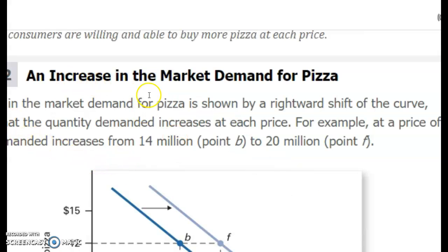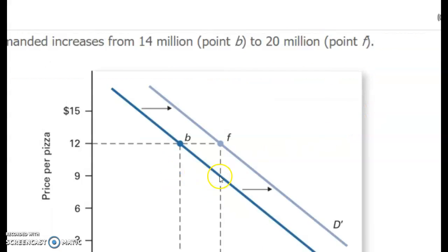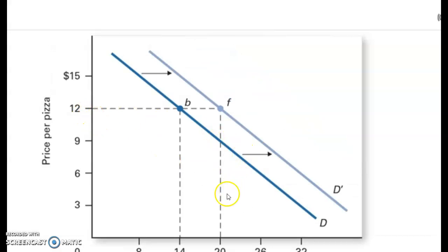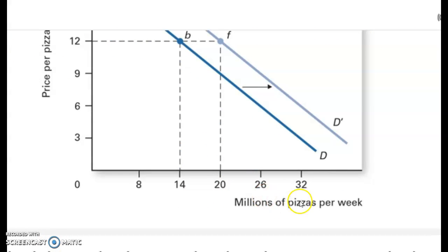An increase in the market demand for pizza, shown by the rightward shift of the curve, indicates that the quantity demanded increased at each price. So, for example, we had the price that was 12, shifts over, at 12 the demand was 14 million pizzas per week, went to 20 million. The price stayed the same, even though the demand shifted to the right, increasing the number in millions of pizzas per week demanded.